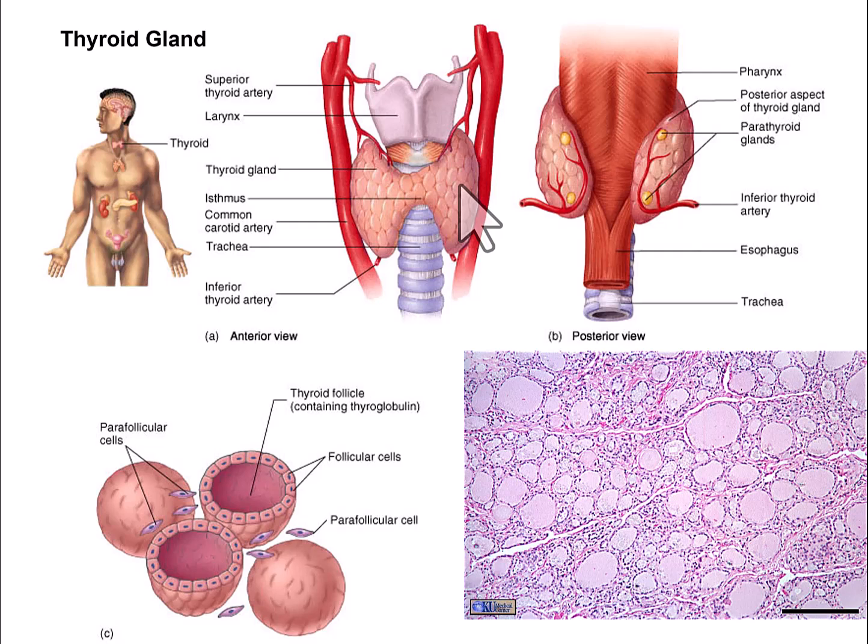What I want you to note is that behind the thyroid gland, posterior side of the thyroid gland, are these parathyroid glands. And the parathyroid glands have their own function. They're going to be heavily involved in calcium regulation. They're embedded in the thyroid gland, but they're considered to be separate glands. They're not part of the thyroid gland in its function.